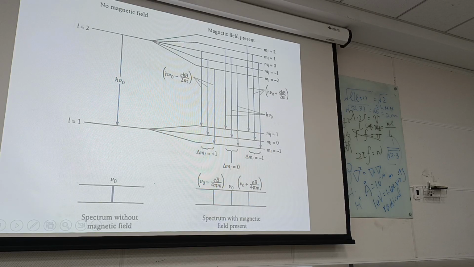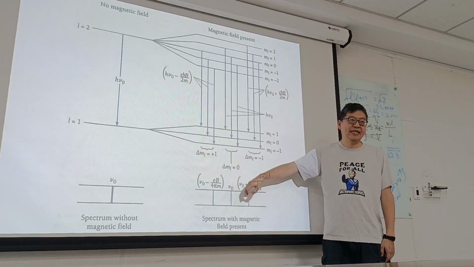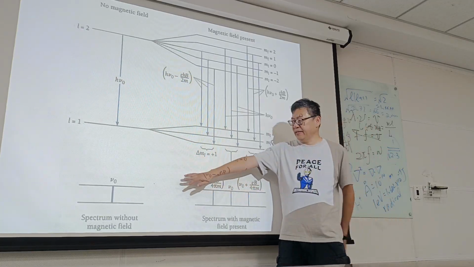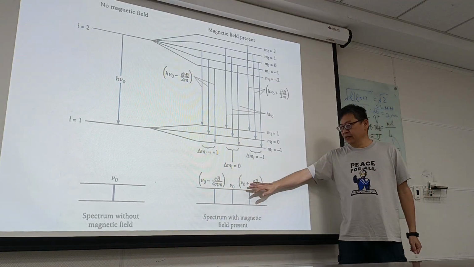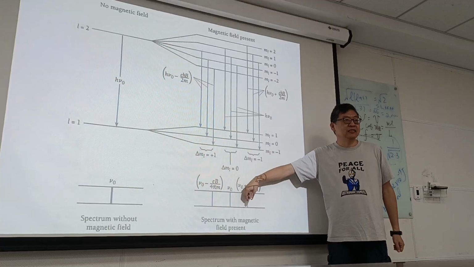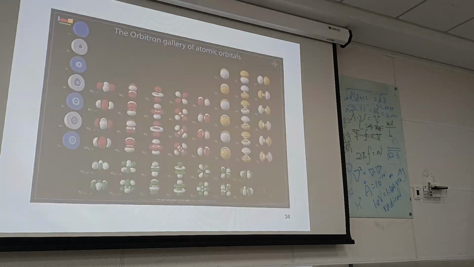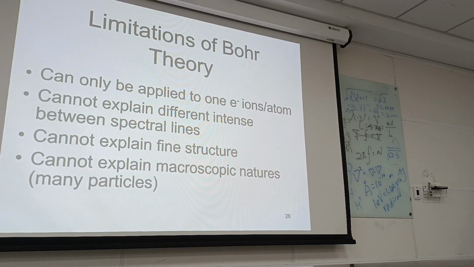So the Bohr model cannot explain why we have fine structure. In the Schrödinger equation, we can explain why we have this fine structure. This is very easy for you, right? Because this is the same as the NR physics. Without magnetic field, we have only 1 spectral line. With magnetic field, we have 3 lines. This is fine structure. So the Bohr model cannot explain fine structure, but the Schrödinger equation can.